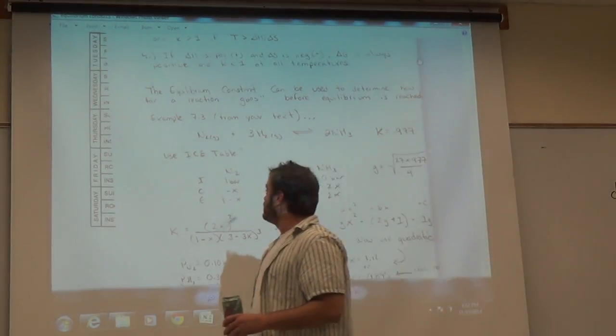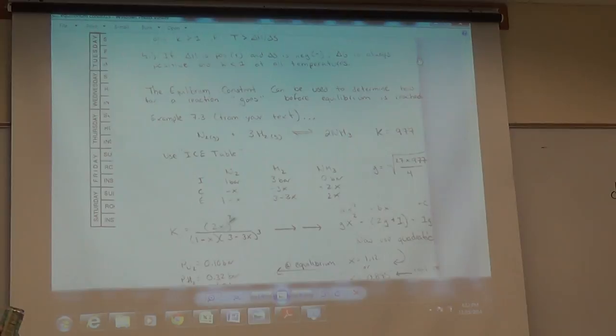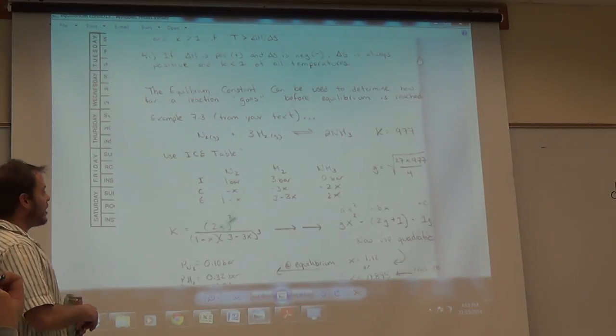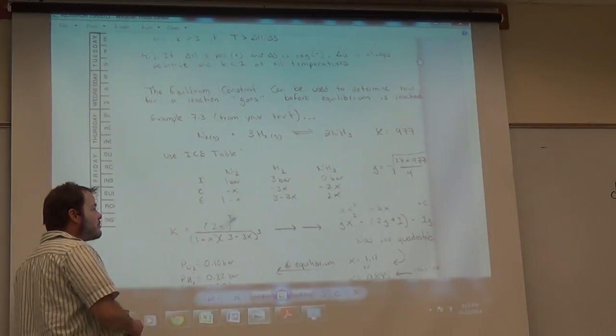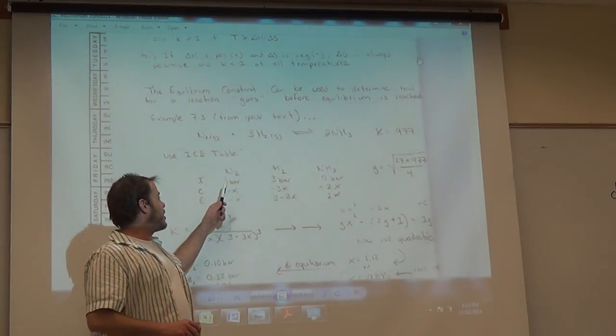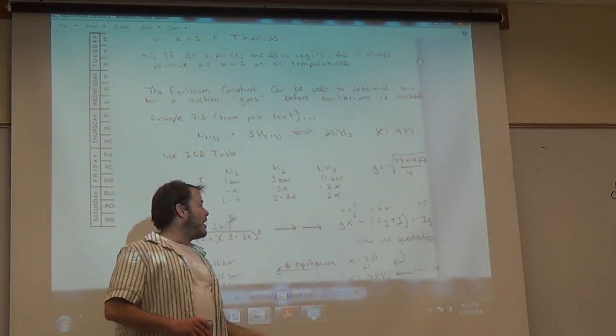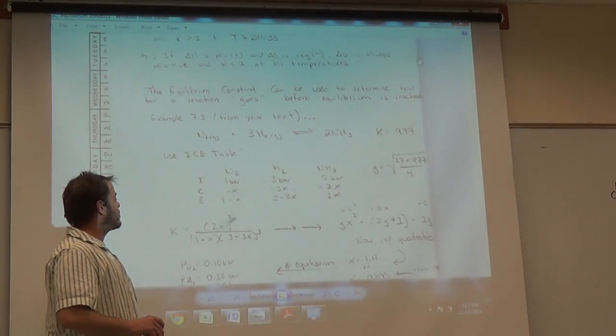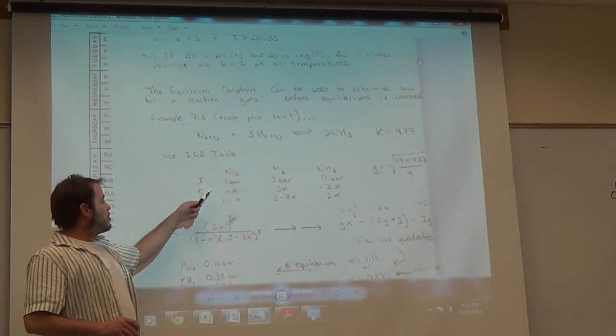They give an example where they use the synthesis of ammonia. You had nitrogen and 3 hydrogen molecules coming to equilibrium with 2 moles of NH3. They say that the K for this reaction is 977. So once you've got K established, you set up your ice table, you write in your initial concentrations. In this particular problem, they had nitrogen at 1 bar, hydrogen at 3 bar, and ammonia at 0 bars. That's your initial concentrations.